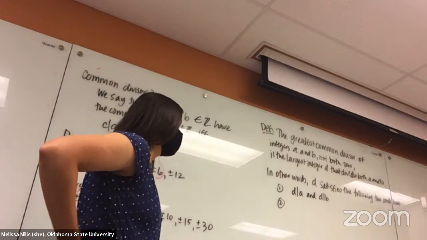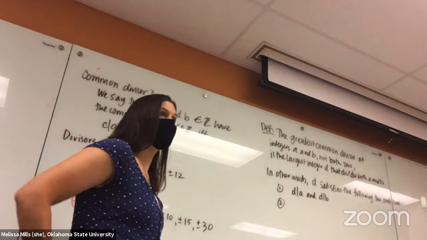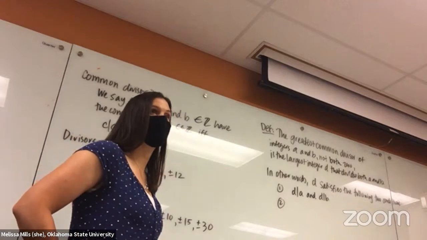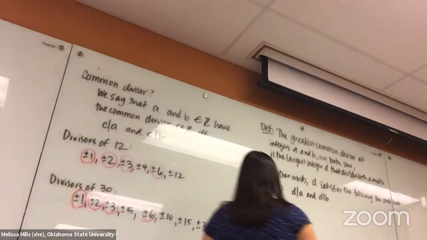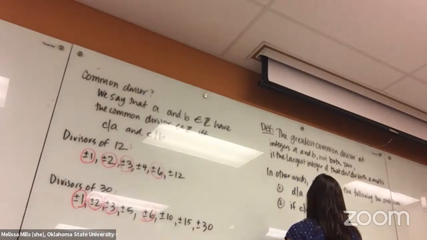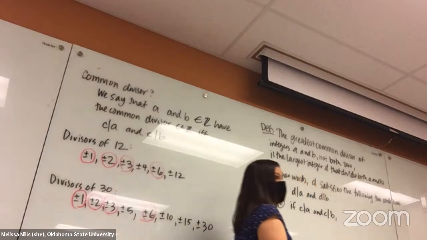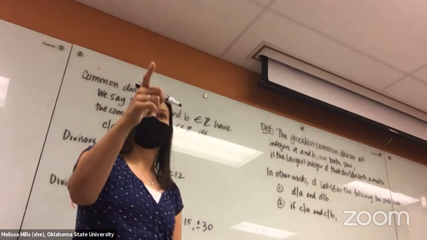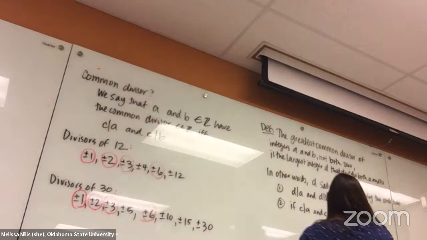So the way we can say that is we can say that if there's another one that divides both, then what can we say about that? So if C divides A and C divides B, then what can we say about the relative size of C? Less than or equal to B. Yeah, yes, exactly.